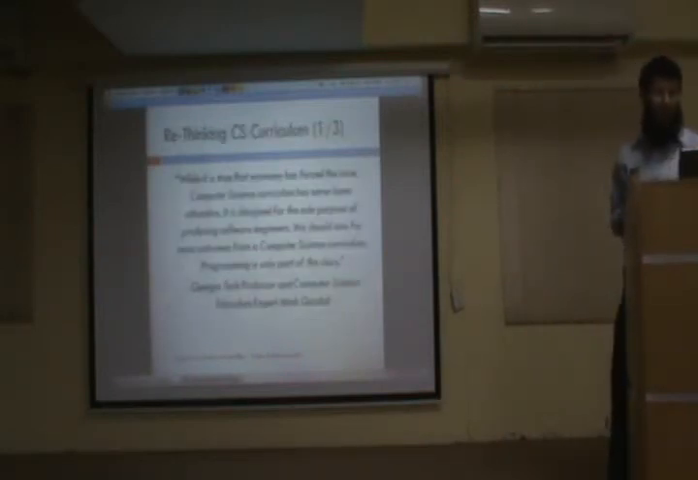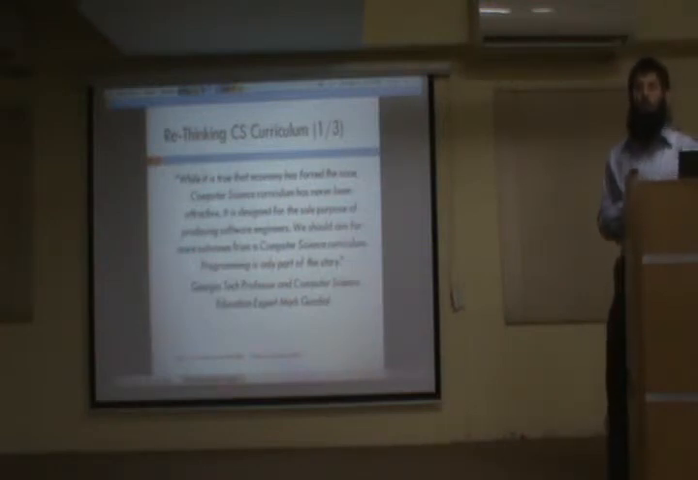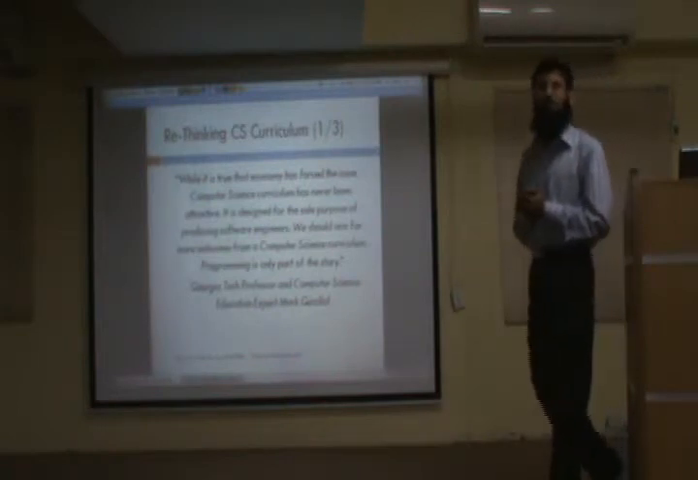So, rethinking the CS curriculum, I'll say it this way. While it is true that the economy has forced the issue, the CS curriculum has never been attractive. It is designed for the sole purpose of producing software engineers. We should aim for more outcomes from a computer science curriculum. Programming is only part of this story. Computer science is not all about programming.